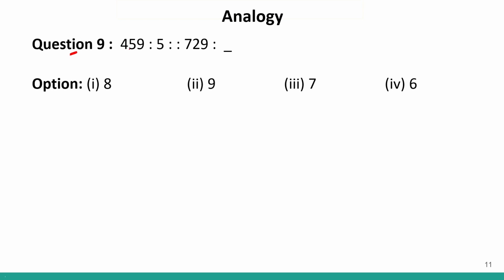Question number 9. We have 45, 9 and 5. So huge jump between numbers. So when you see huge jumps, we assume that it is either multiplication or division. Now we are getting to a smaller number. So from a bigger number, if I get to a smaller number, it is division. Correct? Division. So we will approach the same way.